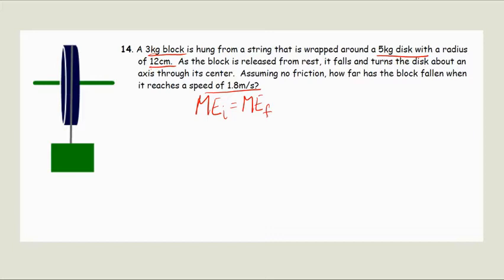First, I'm dealing with our disk, and in this case, because it's going to be solid, it's not a hoop, the I, or the moment of inertia, of our disk is 1/2 mr squared. And we also know that omega is equal to V divided by R. Those are two things that we need to remember, and those are things that I would definitely add to your notes. And this is specifically for a disk.